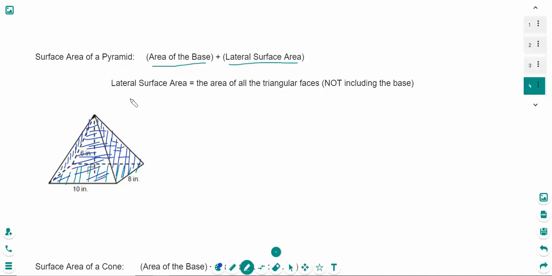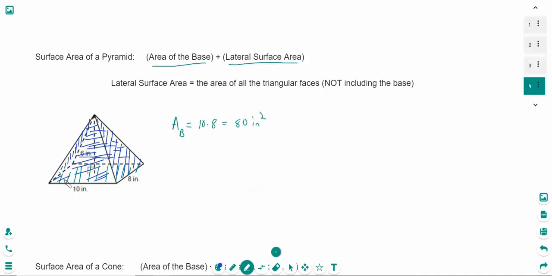Okay? So let's find the area of the base. The area of the base is pretty straightforward, right? It's just the area of the base is a rectangle. So length times width, right? So 10 times 8 is going to be 80 inches squared. That is the area of the base. Now let's find the lateral surface area.